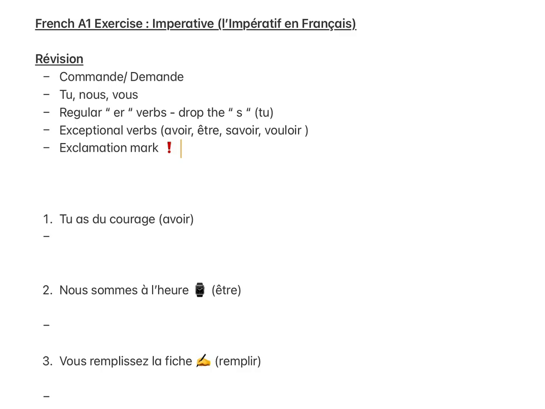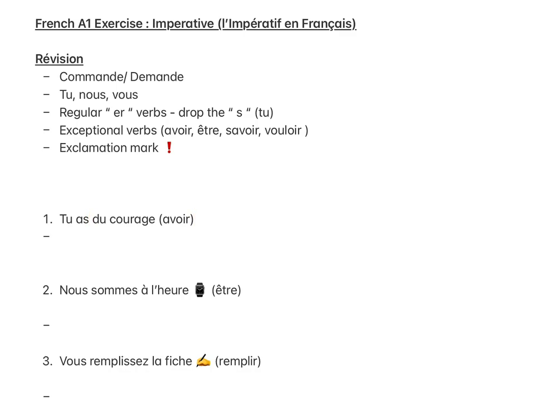So let us begin with solving the sentences. Let's have a look at the first one. Tu as du courage, which means you have courage. And the verb in the brackets is avoir, which means to have. Let's start by looking at the subject pronoun, that is tu. We do not require the subject pronoun for the imperative form, so we move on to seeing the conjugated verb, that is a, which belongs to the verb avoir.